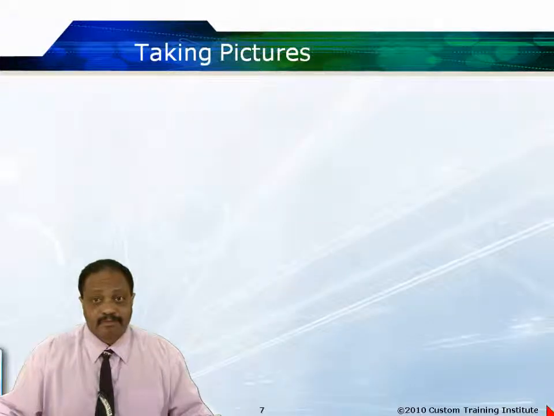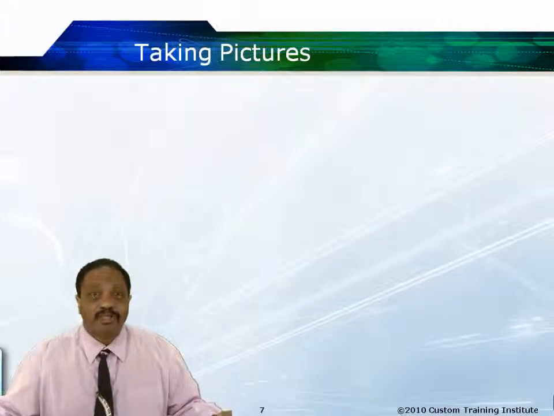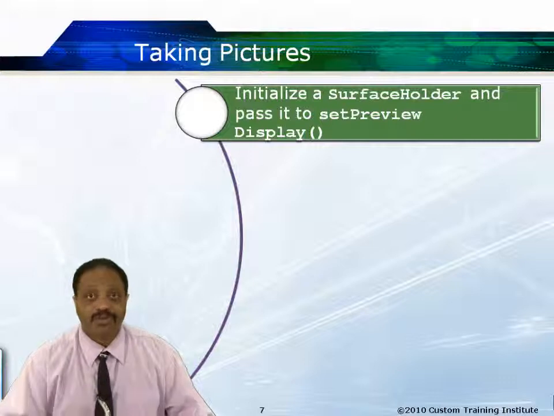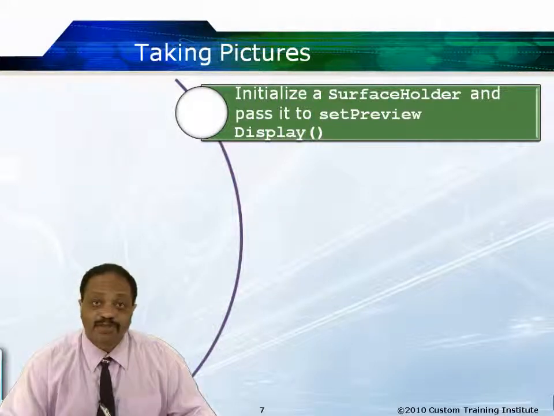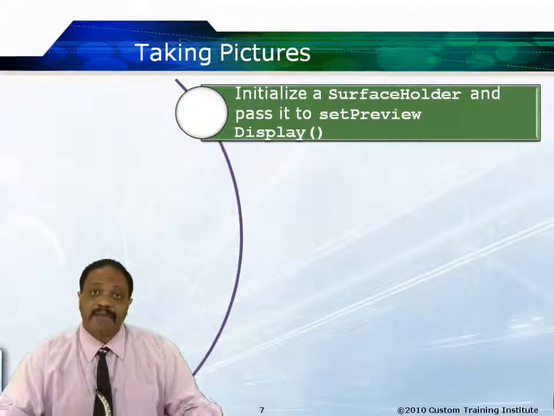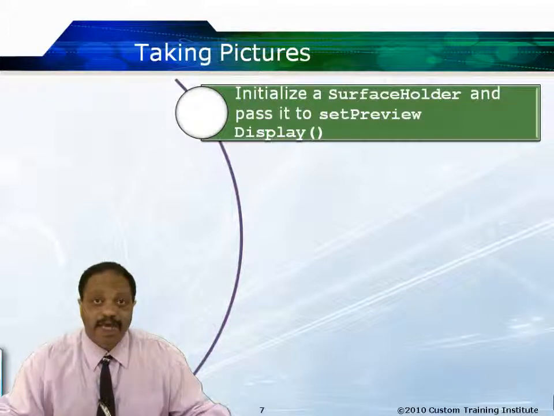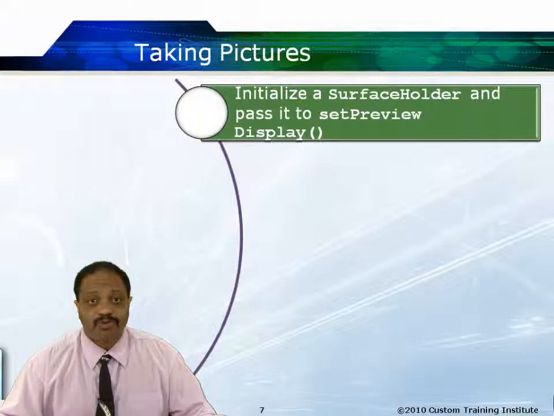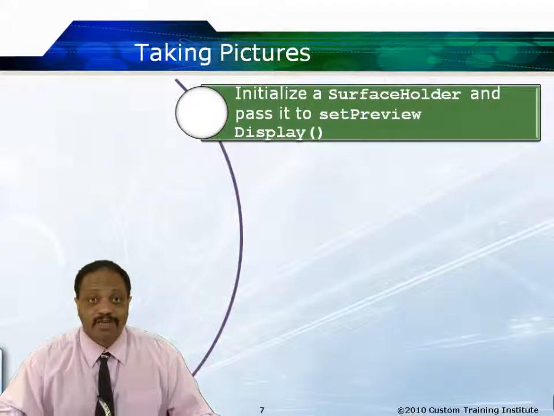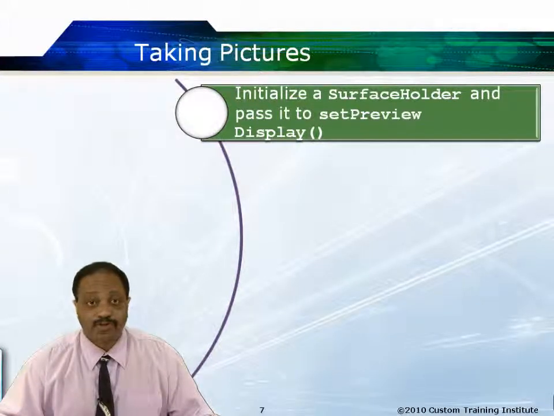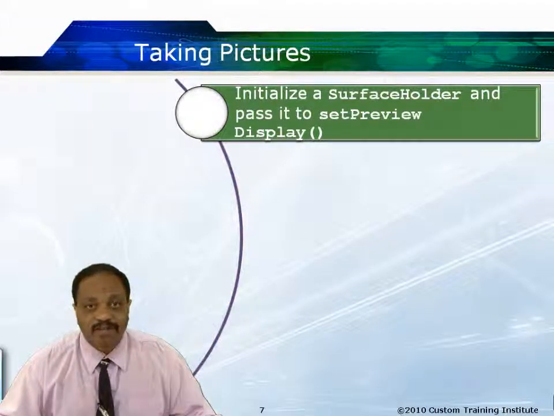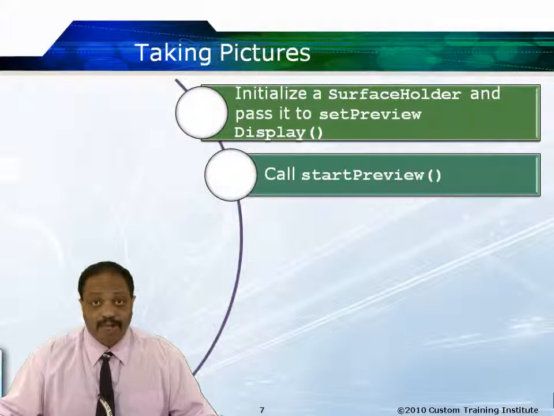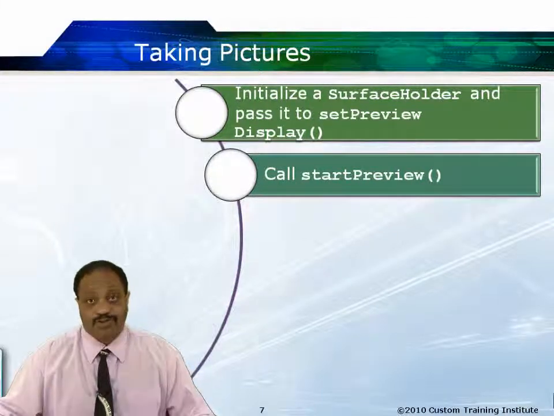So now, having done all of this setup, in order to actually take pictures, you'll need to create a surface holder object and then pass that surface holder object as your argument to set preview display. Because in order to be able to see the object, you have to have a surface on which to draw. And since this is potentially a three-dimensional object, you need to initialize a surface holder object to hold that. Then you call start preview.